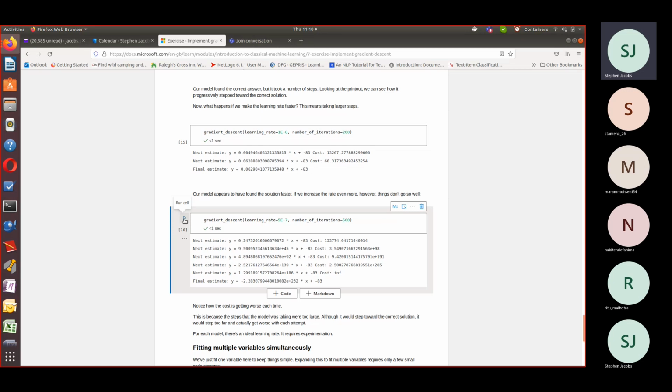It's now been jumping side to side with that fast learning rate, and it can't find the hole, basically. That's what it is. So notice how the cost is getting worse each time. This is because the steps that the model was taking were too large. Although it would step towards the correct solution, it would step too far and eventually get worse with each attempt. For each model, there is an ideal learning rate, and it requires experimentation.